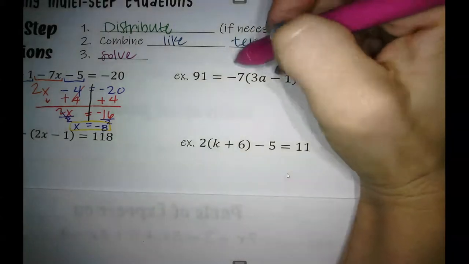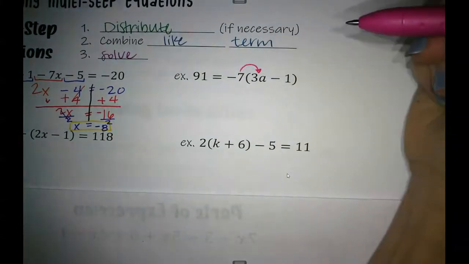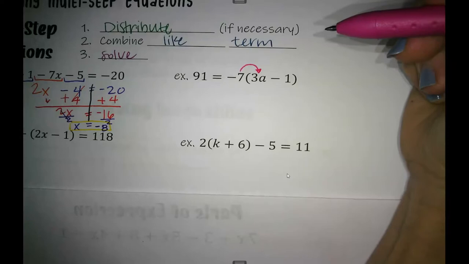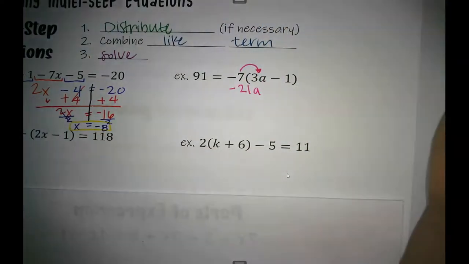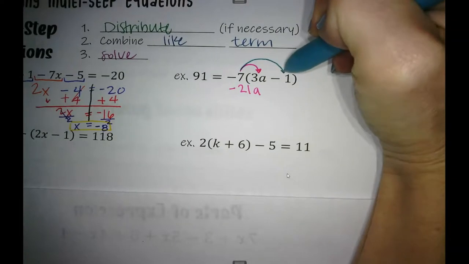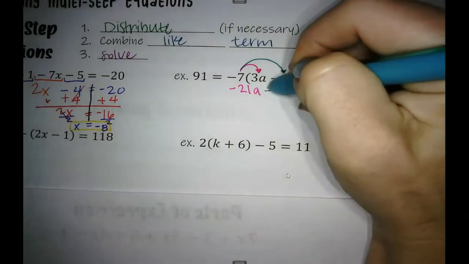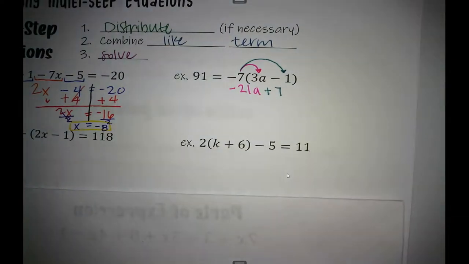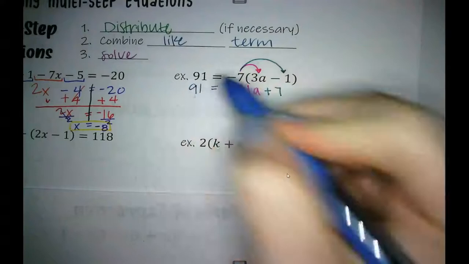So remember to distribute. I'm going to take that negative 7 and multiply it by that 3a. Negative 7 times 3 is negative 21. And remember that variable stays there. Please do not drop your variable. Then I'm going to take that negative 7 and multiply it by that negative 1. Negative 7 times negative 1 is a positive 7. And this side just has that 91.